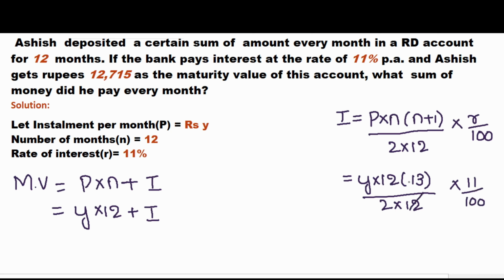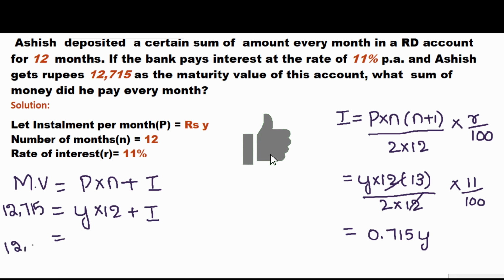So 12 and 12 get cancelled. So on substitution we are going to get 0.715y. Let me bring this value in the main formula. In the main formula, MV value we know it's 12,715. It's given in the question. So let me write the MV value. It is 12,715.